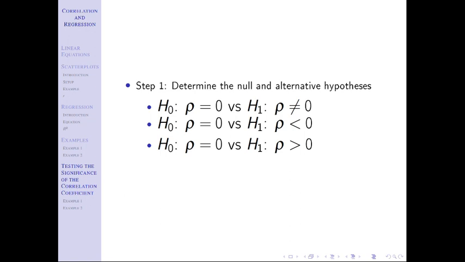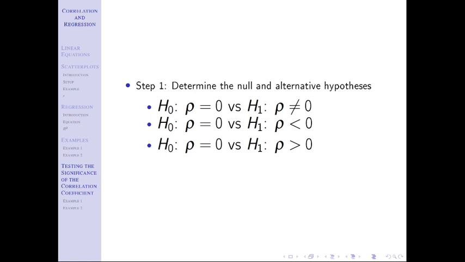The null is always equal to 0. If we wanted to put the null hypothesis in words, we would say there is no linear correlation in the population. Notice it's rho, not r. r comes from the sample, rho comes from the population, but they measure the same thing. So the null is that there is no linear correlation in the population.